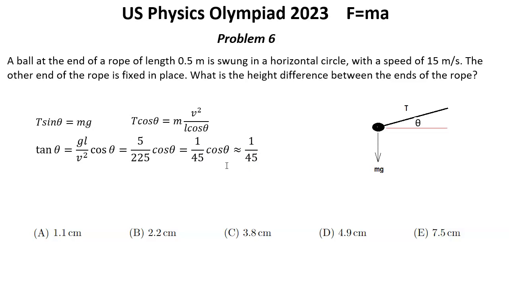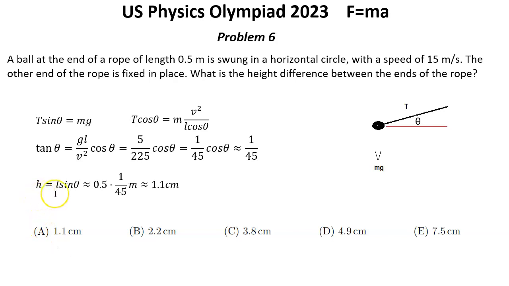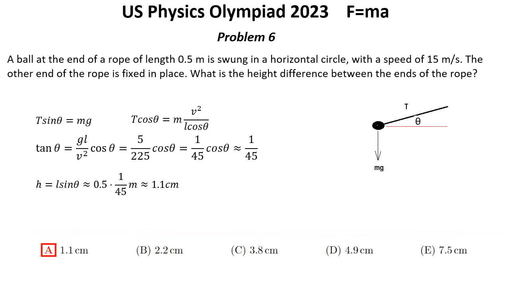So from here we can see that theta is very small, meaning that tangent theta is approximately equal to theta and equal to sine theta, which is 1 over 45. It means that height difference h equals L sine theta, or approximately 0.5 meters multiplied by 1 over 45, which is approximately 1.1 centimeters. So the answer is A, and this is the solution for problem number 6.